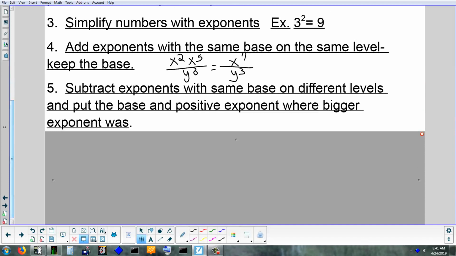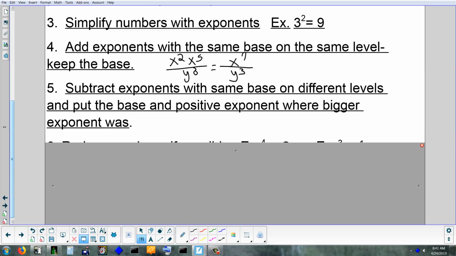And the rest of these, the only step that was new was number 2, step 2. Next, we'll subtract exponents with the same base on different levels and put the base and positive exponent where the bigger exponent was. It's a lot to say. Basically what it means is y to the fifth over y to the third would be y to the second. I could put it over 1, but it'll still end up being y to the second. 5 is bigger than 3, that's why I put it on the top and I just subtracted.